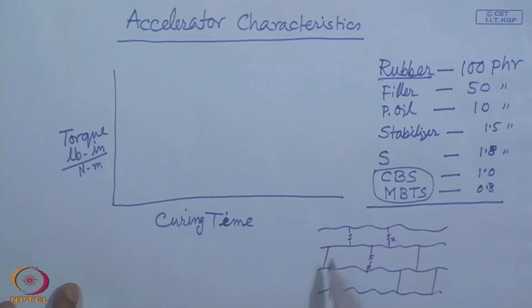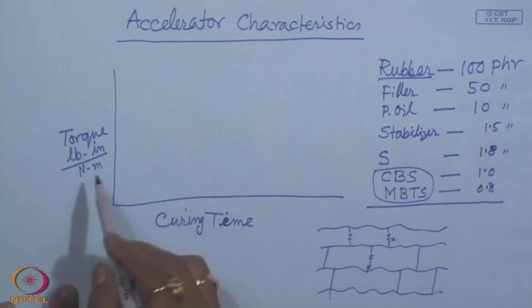During that cross linking formation, the mobility or flexibility of the segments in between two cross links gradually changes with the introduction of more and more sulfur cross link bonds, and that actually manifests as the development of torque in the rheometer.